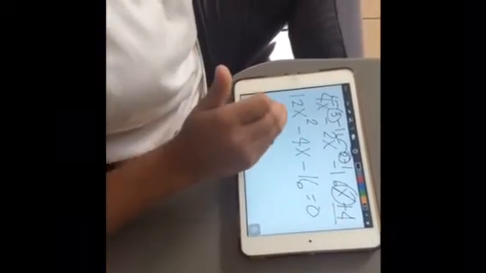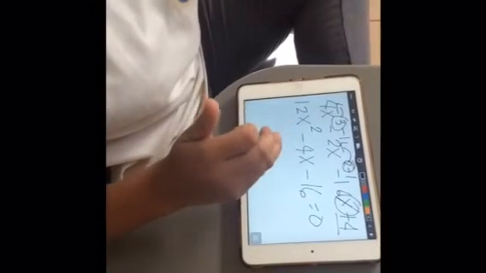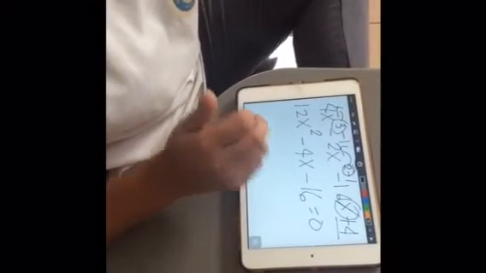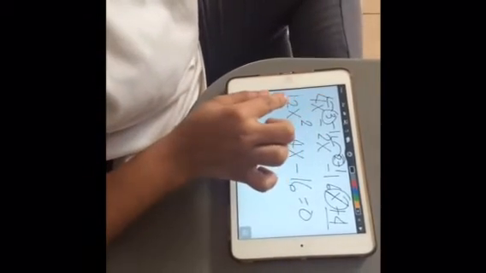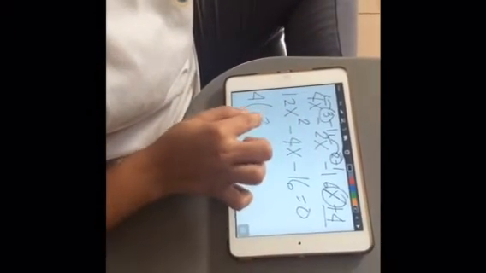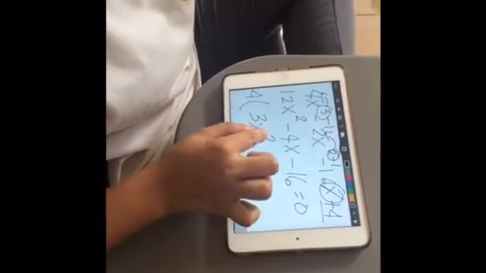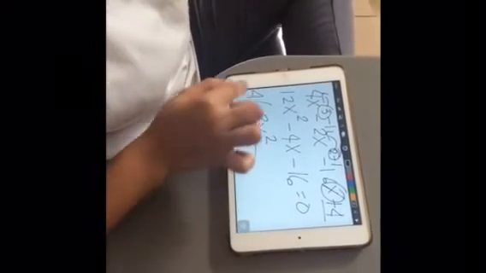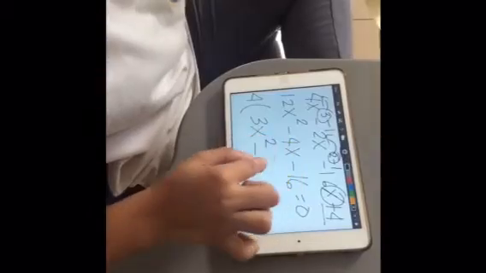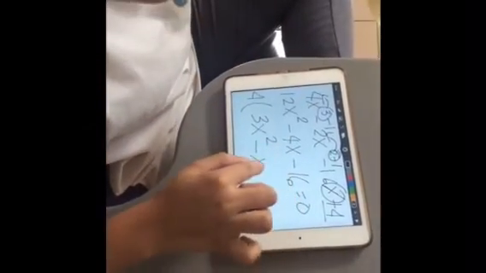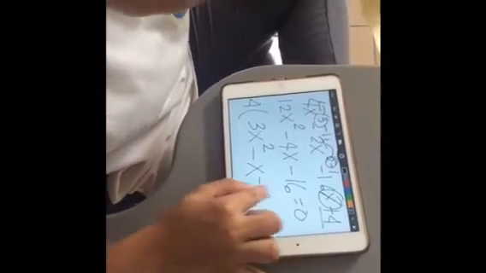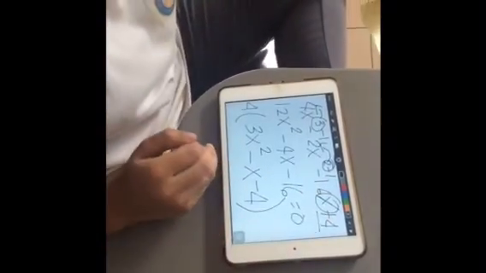So this is our first derivative. So we have to find the GCF of our first derivative. So it is a 4. 4 divided by 12 is 3x squared, minus 4 divided by 4x is x, and 4 divided by 16 is 4. So that is how we are able to get our x values.